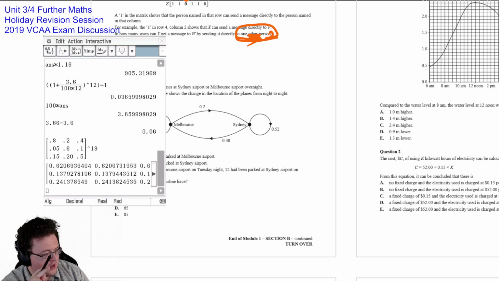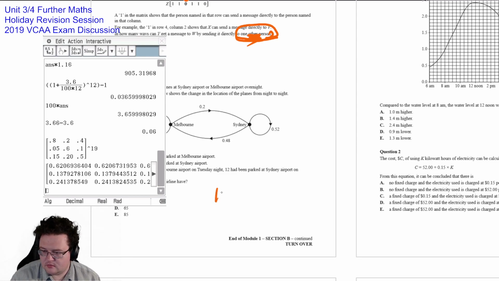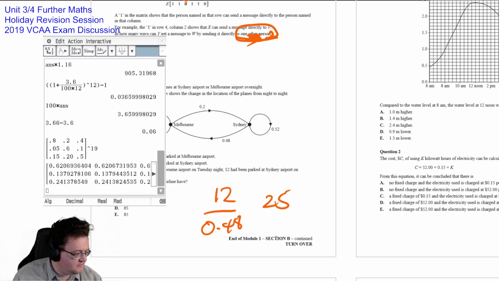0.48 of the Sydney planes is 12. So what's 12 divided by 0.48? That is 25. So already we have to have a minimum of 25.